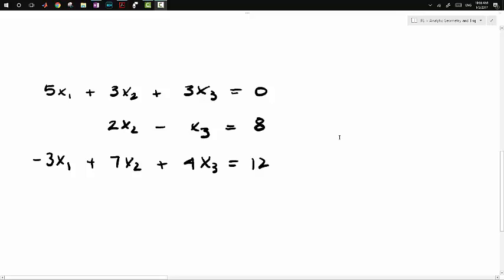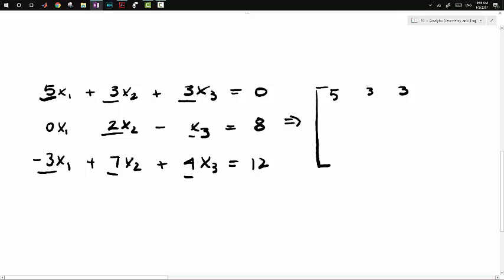So here we have a system of linear equations, and if we just take the coefficients corresponding to each variable and we write it in matrix form, 5, 3, 3, we have a 0 here corresponding to x1, 0, 2, -1, don't forget the negative signs, 4. So now we have the coefficient matrix.